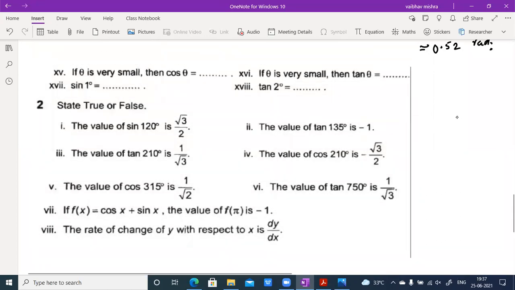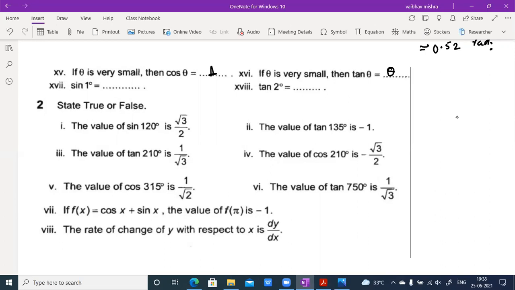So what will be the answer to this 15th one? I just told, theta is very small. So tan theta is equal to theta. But again, you will be able to see this in radians. Sine 1 degree, is it equal to 1?